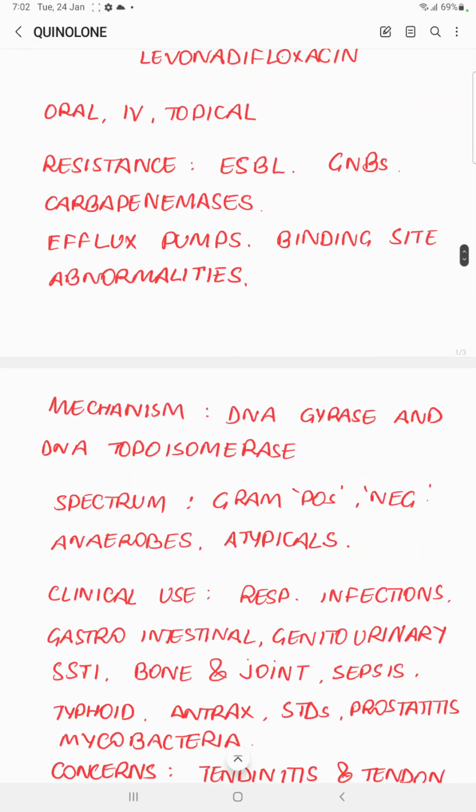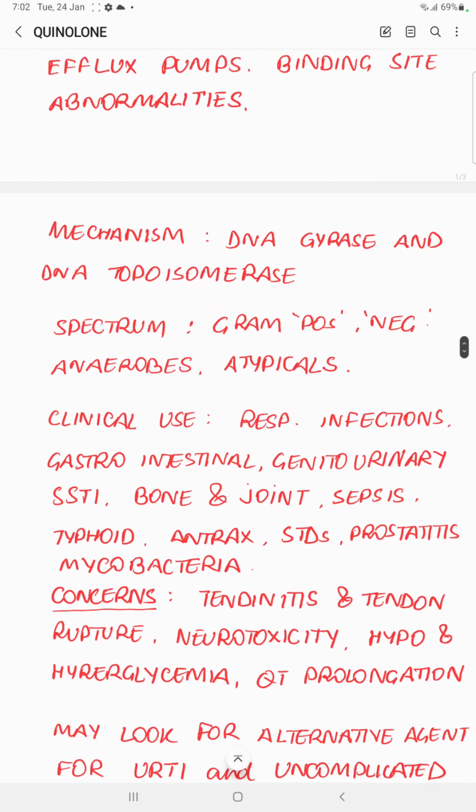Now, if you look at the mechanism of quinolones, they work on the DNA gyrase and DNA topoisomerase, and depending on which is inhibited more, some specificity might be there for a particular organism. And spectrum, as we had talked, has gram positive, gram negative, anaerobic and atypical coverage. And because of this atypical coverage, a quinolone can be used as a monotherapy in community acquired pneumonia.